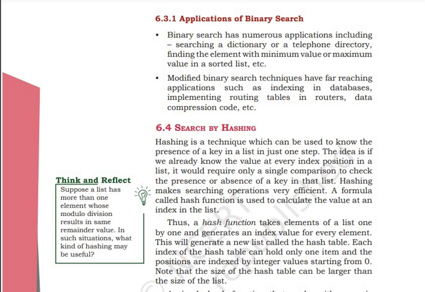Hashing is a technique which can be used to know the presence of a key in a list in just one step. We use a hash function that takes the elements of a list one by one and generates an index value for every element. And we will generate a new list called a hash table. Each index of the hash table can hold only one item. The positions are indexed by integer values starting from 0. The size of the hash table can be larger than the size of the list.